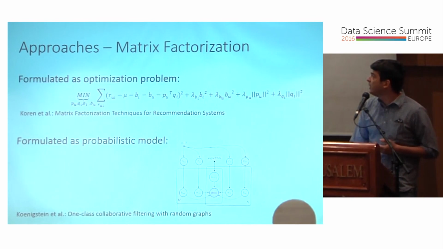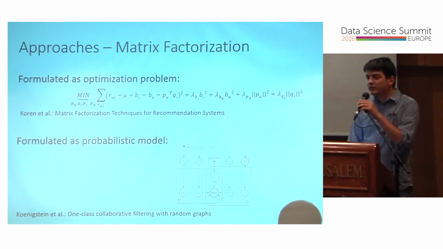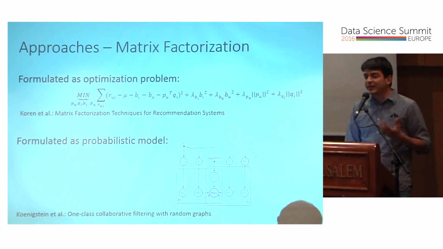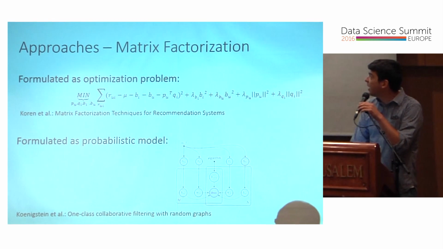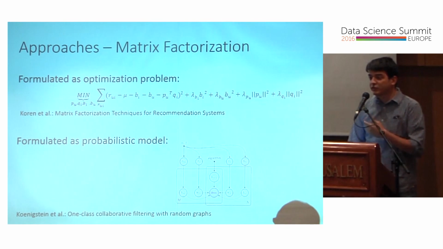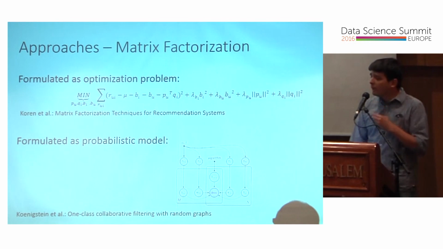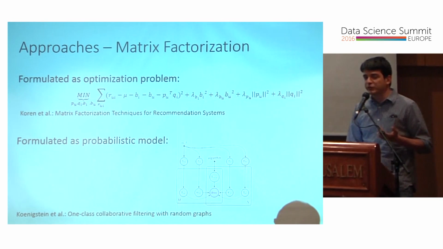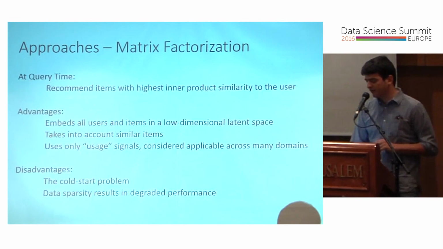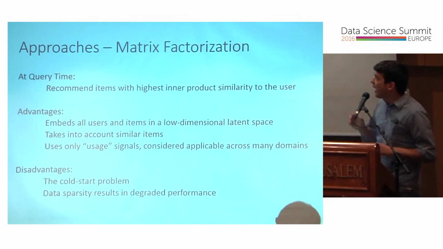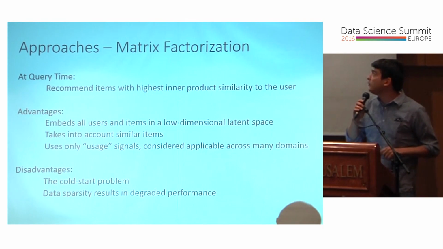So without going into too much detail, the actual finding of this decomposition can be formulated in many ways. One not mentioned by the previous speaker is this probabilistic formulation. And of course, we learn the parameters of these formulations from the data. In this work, we're going to consider matrix factorization as sort of a black box, so we won't go into these details further.